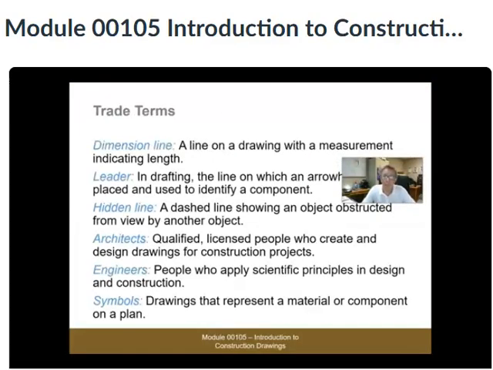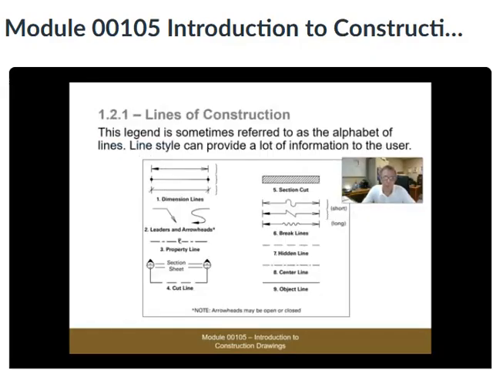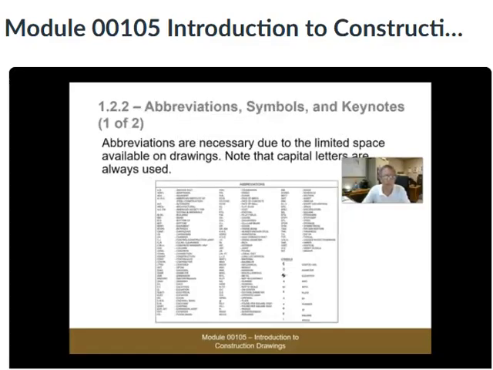Some trade terms that you need to read over and become familiar with. And it says lines of construction. It says the legend is sometimes referred to as the alphabet of lines. Line styles can provide a lot of information to the user. And they show us a lot of various lines that we may see on some construction drawings.